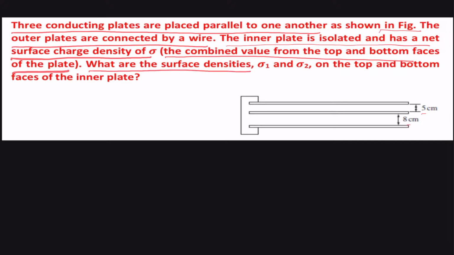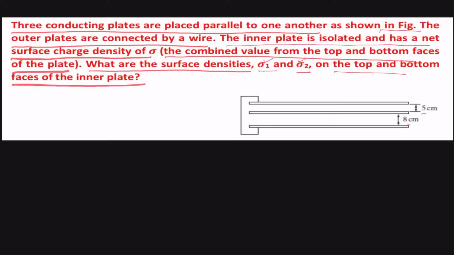What are the surface densities ρ1 and ρ2 on the top and the bottom faces of our inner plate? We have to remember that this parallel plate capacitor is basically individual conductors. They are parallel to each other, and these individual conductors are going to have 2 faces. We can say an internal face or top face, and an external face or bottom face. Based on this, they are going to have 2 charge densities, sigma 1 and sigma 2.